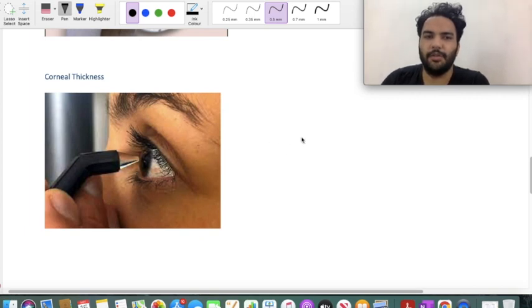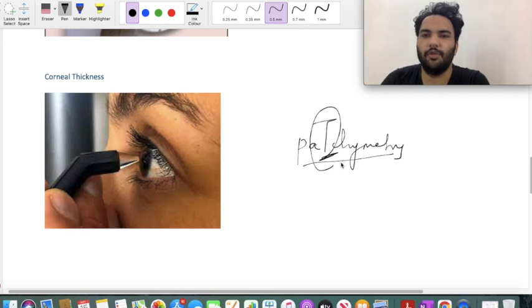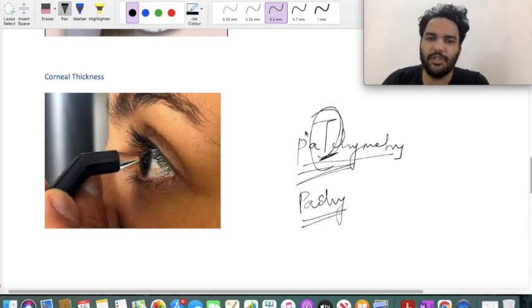Next is the pachymeter. This is the pachymeter which measures the corneal thickness. I remember it as patchy. So that T stands for thickness. Patchy helps in the measurement of thickness of the cornea, and pachy itself means thickness. In Latin, pachy means thickness. You can remember either way. I used this mnemonic during my entrance preparation.